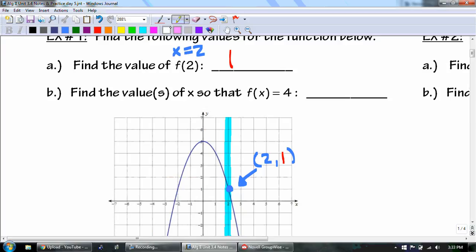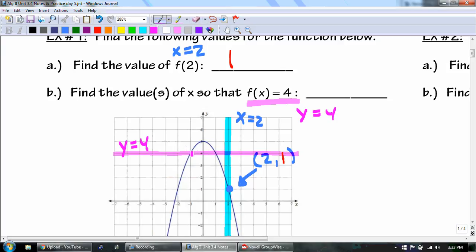Now it's saying f of x equals 4. They're saying y equals 4. What do you get? So now when y equals 4, I'm drawing the horizontal line. This is y equals 4. That was my line, x equals 2.